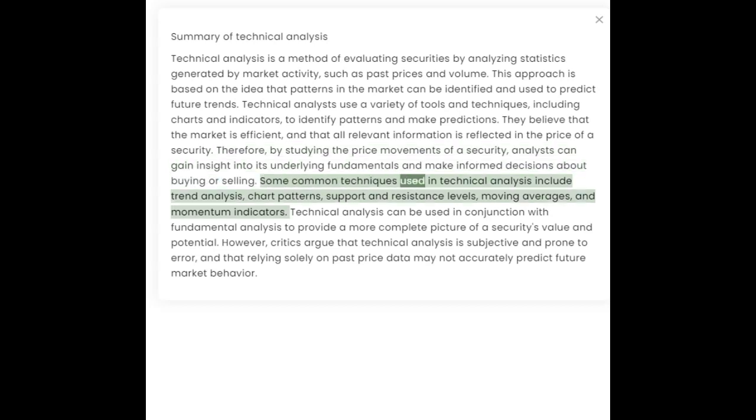Some common techniques used in technical analysis include trend analysis, chart patterns, support and resistance levels, moving averages, and momentum indicators. Technical analysis can be used in conjunction with fundamental analysis to provide a more complete picture of a security's value and potential. However, critics argue that technical analysis is subjective and prone to error, and that relying solely on past price data may not accurately predict future market behavior.